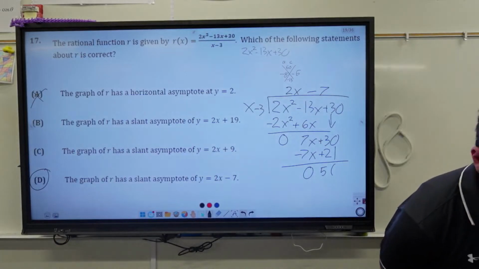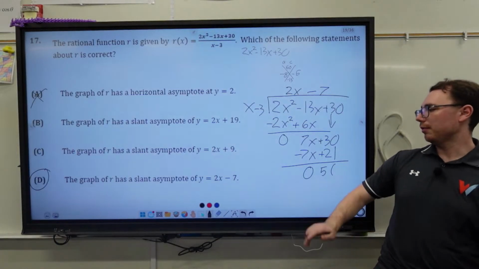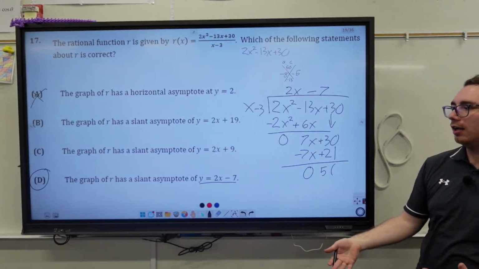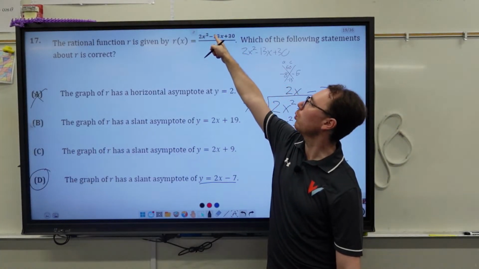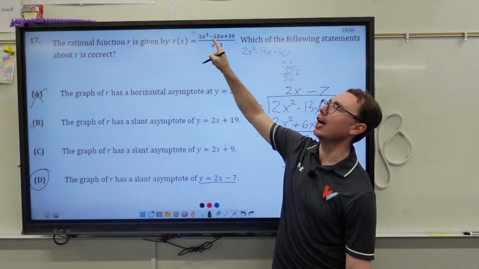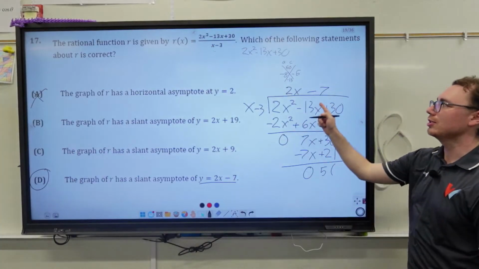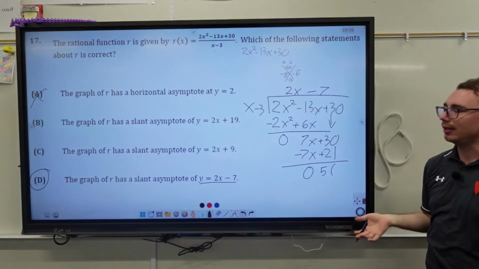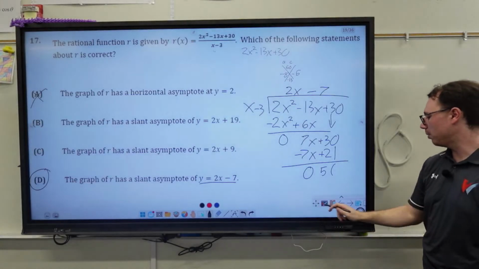Let me just double check that answer here, 17, D, 100%. So we end up getting this equation for that division there. If the exponent of our numerator is 1 larger than the exponent of our denominator, which is 1 here, then we can use the slant asymptote long division to find that slant there. Moving on to number 18.